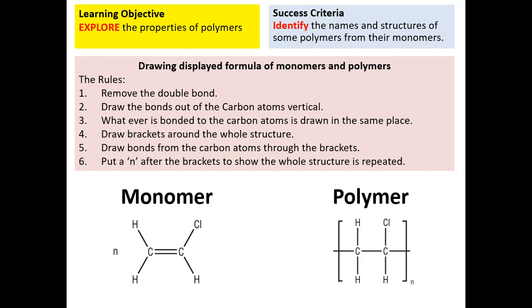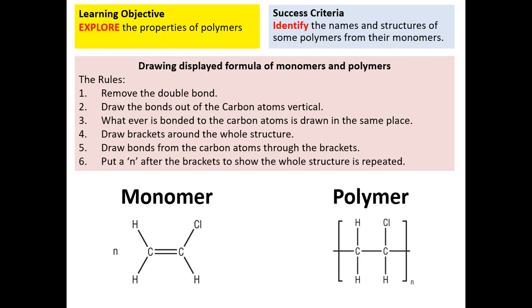And lastly, you put your N after the brackets at the bottom to show that the whole structure is repeating. Now, as you can see from your monomer, you've got N at the start. So N just means any number. So if you had 55,000 monomers, you would have 55,000 of those monomer units in that polymer. But at this time it goes at the bottom. And it's the little things like that, like moving the N and making sure your bonds go through the brackets, that will get you those marks.